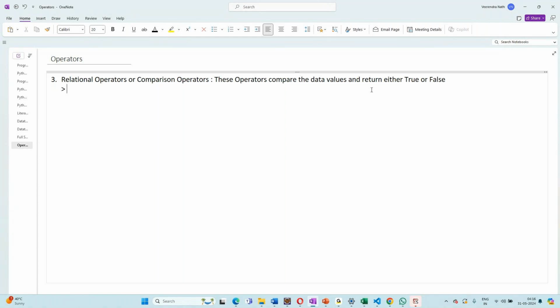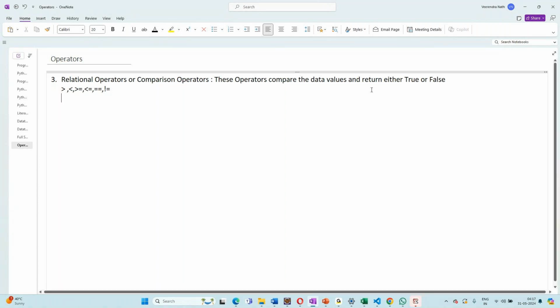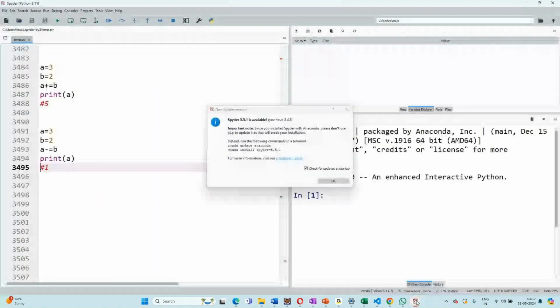So what are the operators that are there? You have the greater than operator, less than operator, greater than or equal to operator, less than or equal to operator, is equal to operator, and not equal to operator. So these are the operators that we have for comparison. Let's understand them in detail.